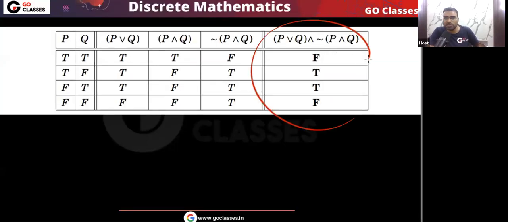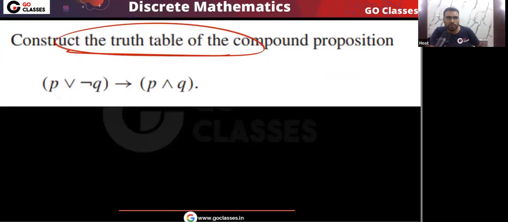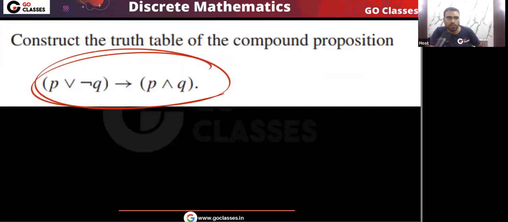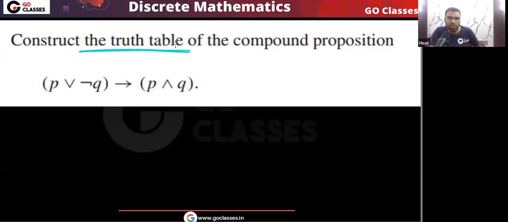Okay, now let's move on. You can see this is the truth table of this expression. If I tell you to write the truth table for this expression, you can see there are four combinations of P and Q. Four truth value combinations are possible, and this will be the truth table. Okay, let's move on. Create the truth table for a compound proposition. This is the compound proposition. For this, we need to create the truth table.